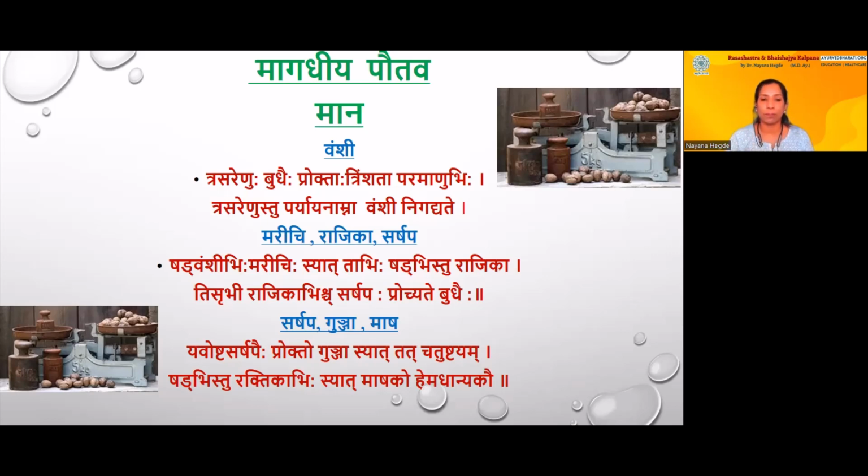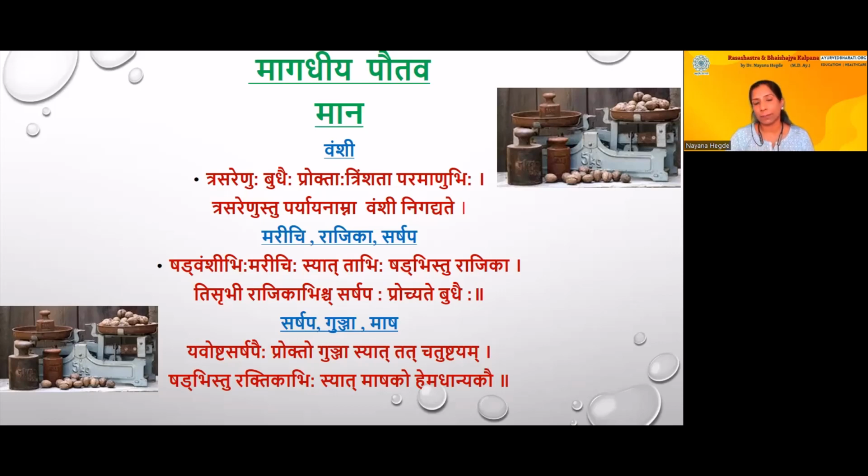Yavo Ashta Sarshapaihi Prokto Gunja Syat Tat Chatushtayam Shadbistu Raktika Bisyat Mashako Hema Danyakau. So one Yava is equal to 8 Sarshapa. And 4 Yava is equal to 1 Gunja. 6 Gunja is equal to 1 Mashaka.